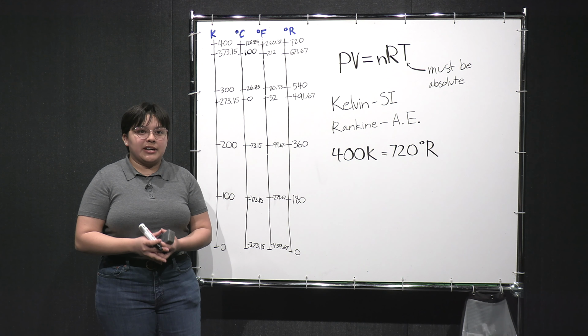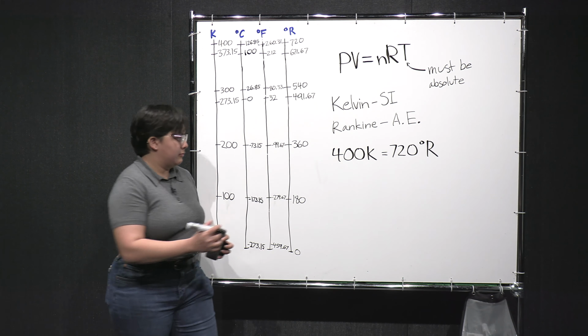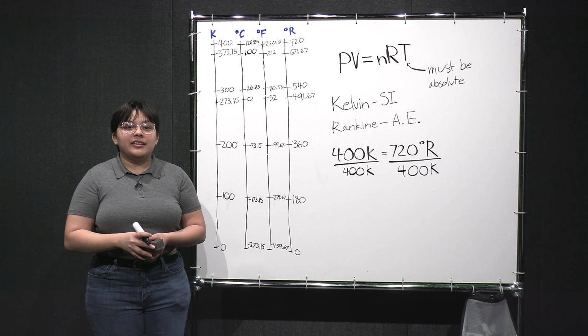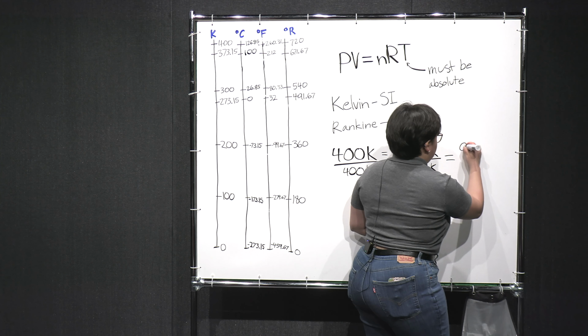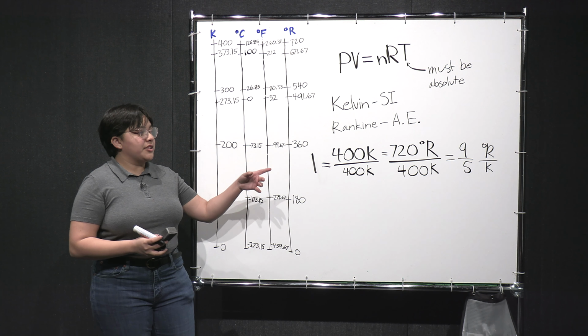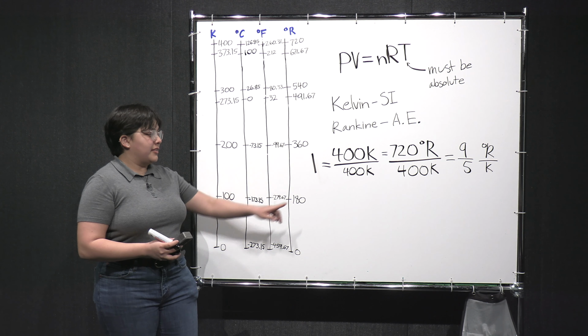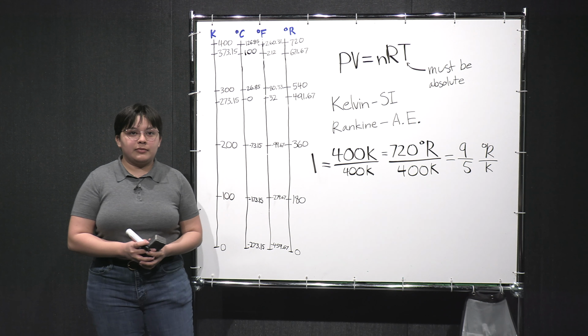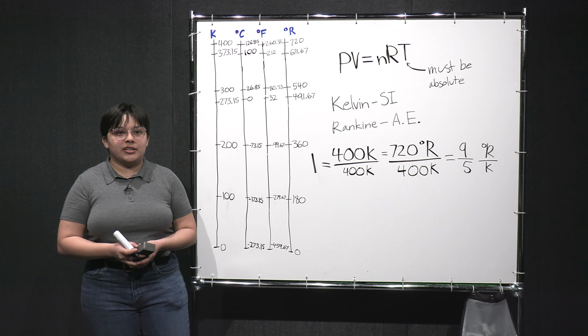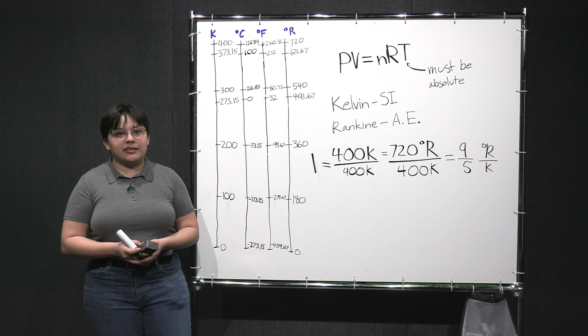If we divide both sides by 400 Kelvin, we'll get 9/5 degrees Rankine per Kelvin is equal to 1. Conversions among other combinations requires an addition or subtraction as well to account for the offset in the 0 point.